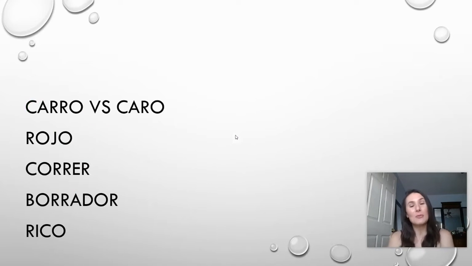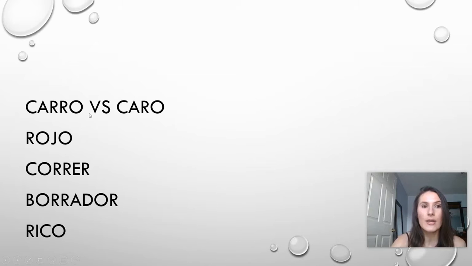So, a couple words. We have one with the double R and then a regular R. This one you're not going to roll, but this one you do. So this is carro, and then we have caro. What's the difference? This is car and this is expensive. So it does make a difference. Carro, car. Caro, expensive.